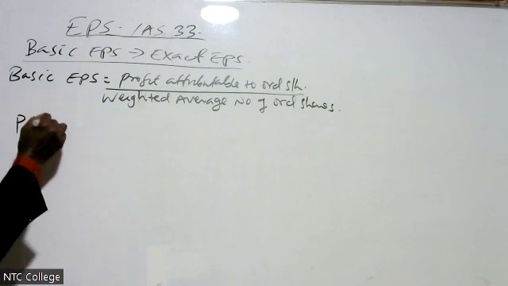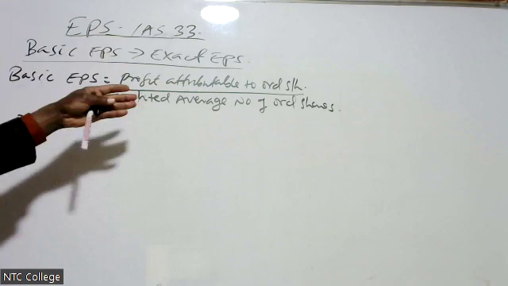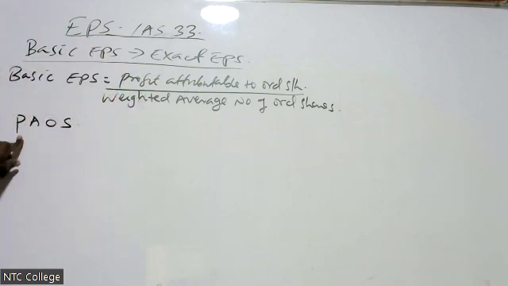Now, profit attributable to ordinary shares, in abbreviation, we are going to call it PAOS. Our abbreviation is PAOS, instead of writing the whole thing and wasting time.